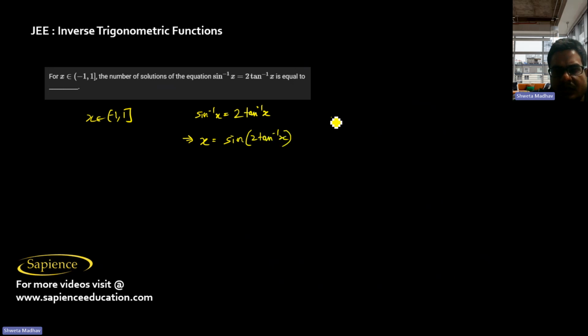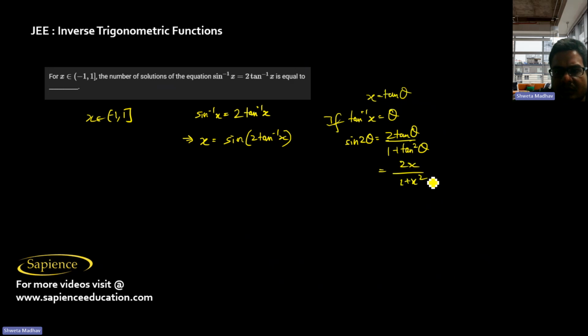So now if we take tan inverse x as theta, then this is sine 2 theta. So sine 2 theta we know that is 2 tan theta by 1 plus tan square theta. So x will be tan theta here, so 2x by 1 plus x square this will be. So this will be x equal to 2x by 1 plus x square.